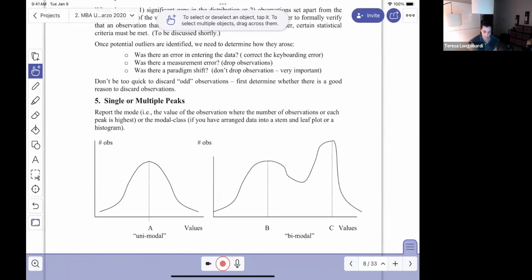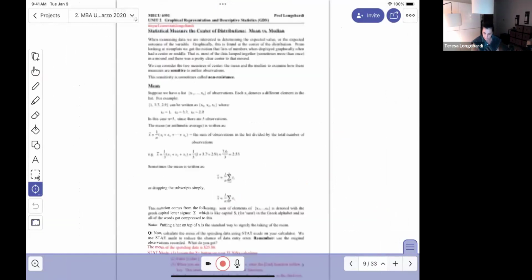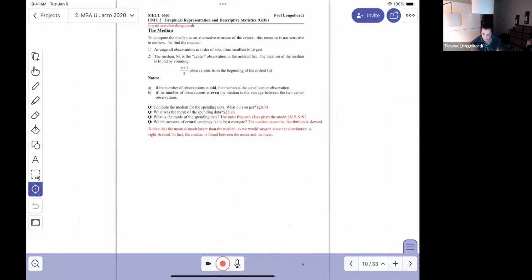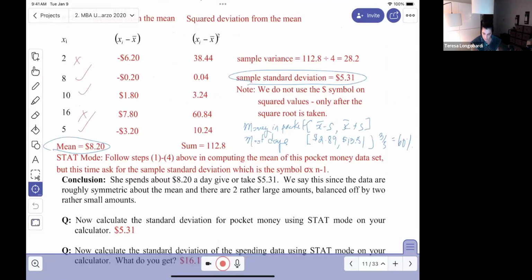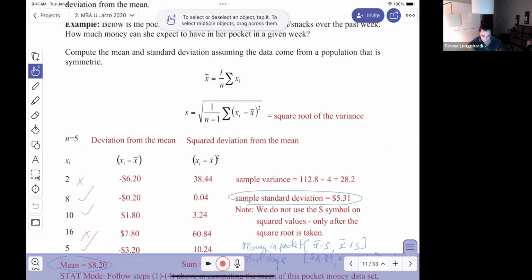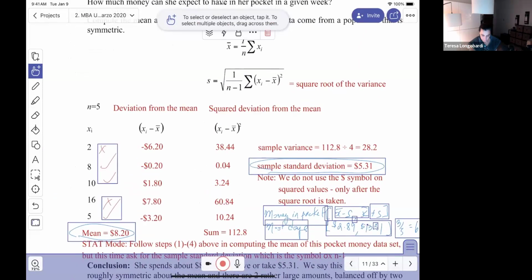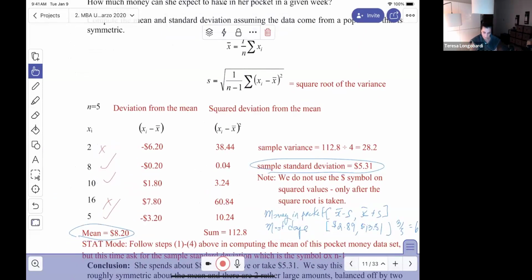And then we talk about peaks. This is a unimodal. This is a bimodal. And the one we saw in the exercise was trimodal, 3 peaks. All right, so what we're going to do next is this problem. I'm going to take the data with me to another page.